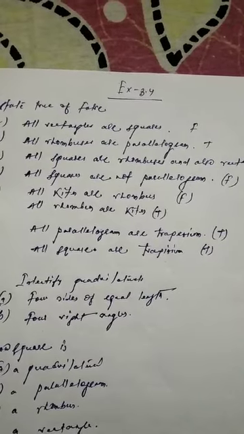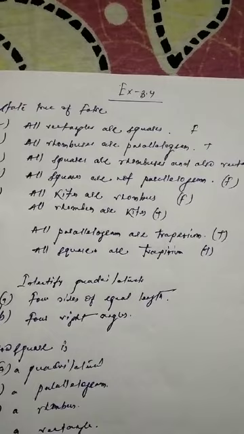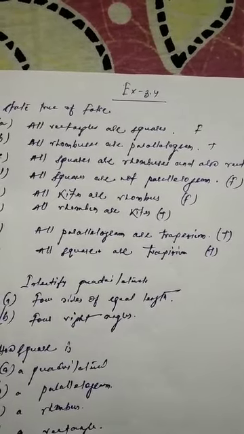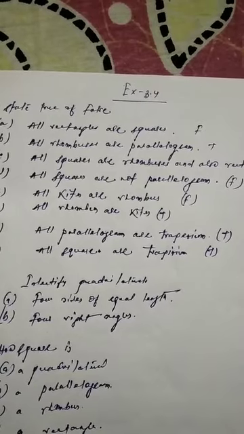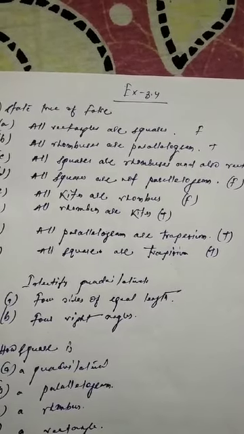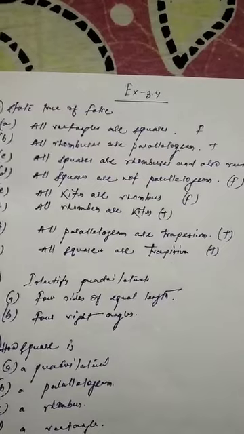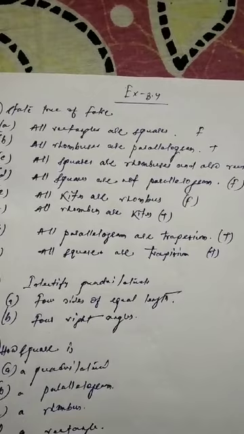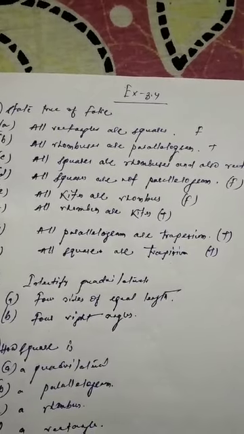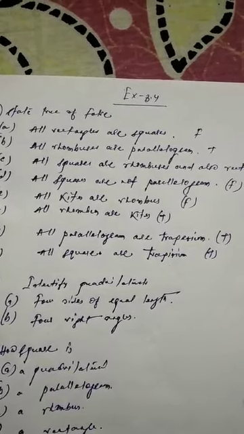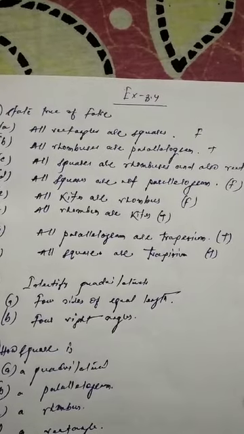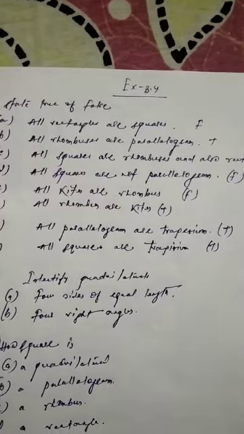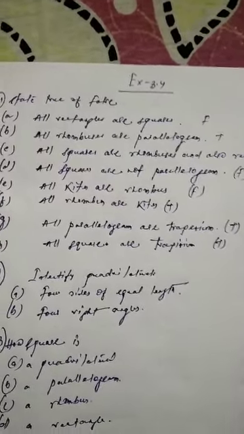In a kite, diagonals are perpendicular, but not bisectors. Only one diagonal of a kite gets bisected. The other one is not bisected. So kites are not rhombus because the properties of kites don't match with a rhombus.